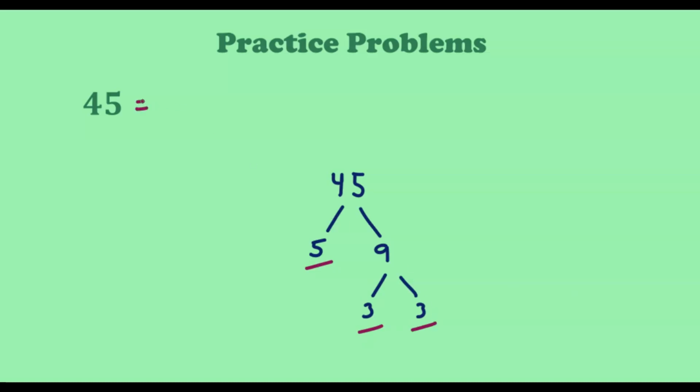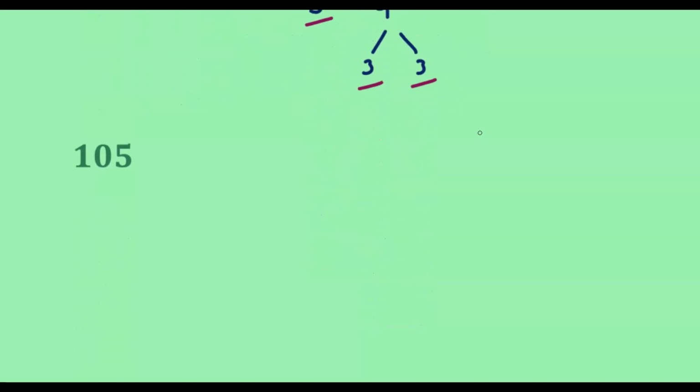So 45 is equal to 3 times 3 times 5. And if we want to write that in exponential form, we have 3 multiplied by itself 2 times, so we have 3 squared times 5. So this is our required prime factorization. Now let us move on to the next number.